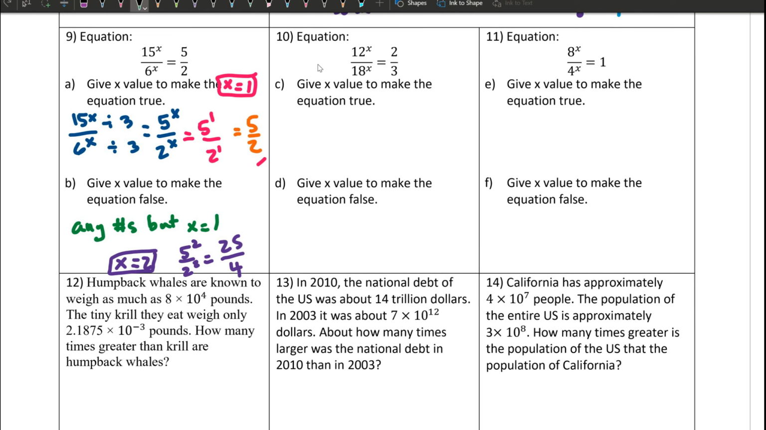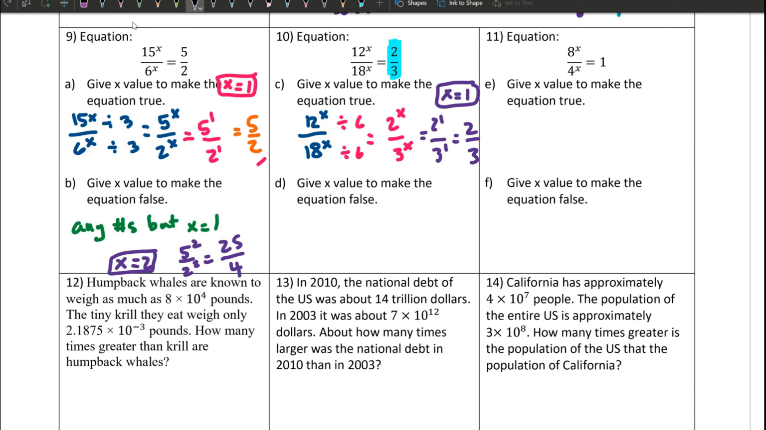Alright, so that's number 10. If you didn't do 10 and 11, go ahead, pause the video, try it out. If you did, check the answer with me. 12 to the x power over 18 to the x power can be reduced by 6, right? So that will give you 2 to the x power over 18 divided by 6, which is 3, to the x power. We want 2 over 3, which is the same format that we have here. So the answer will be the same, x equal to 1, because 2 to the first power over 3 to the first power gives you 2 over 3.